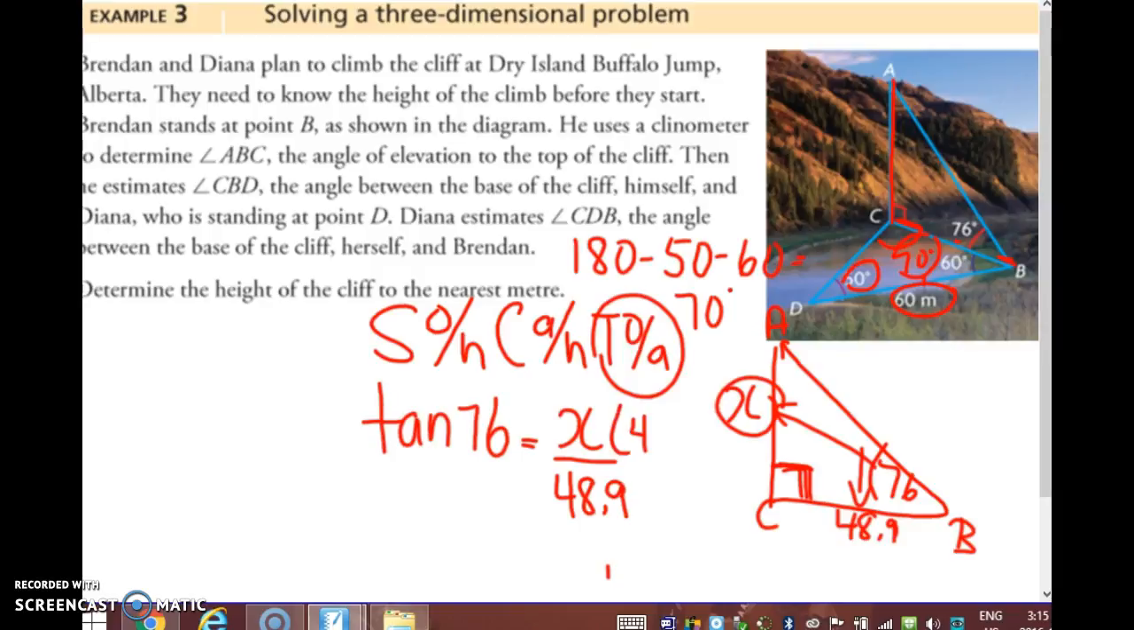So let's multiply both sides by 48.9. Then we will get x is equal to tan 76 times 48.9, and you get 196.13. So the cliff height is 196.13 meters.